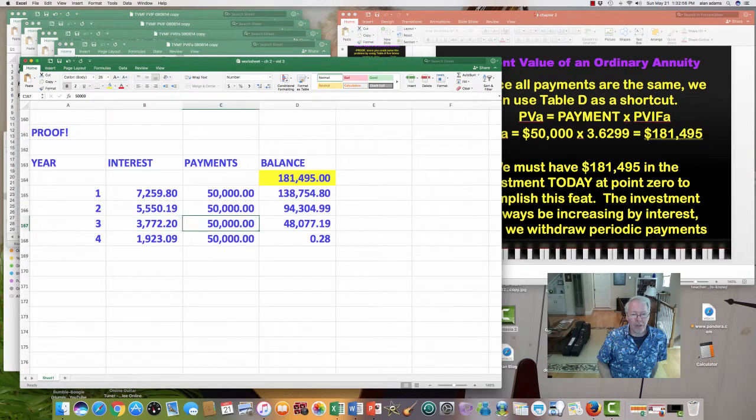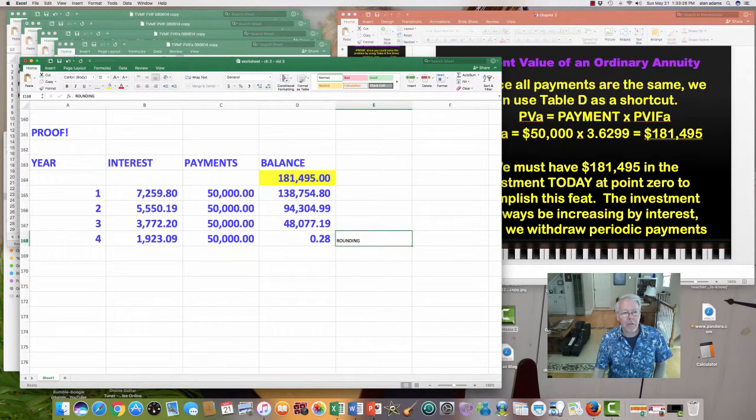Okay, year 3, same thing. Now at the end of year 3, I only have a balance of $48,077. What happens then? Okay, well that $48,077 is going to grow by 4%. It's going to earn me another $1,900, and that is just enough on the very last day of the year so that I can pull out my last $50,000. Forget the 28 cents. That is, of course, because of rounding, as always.